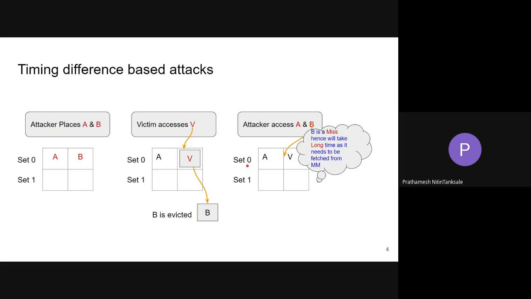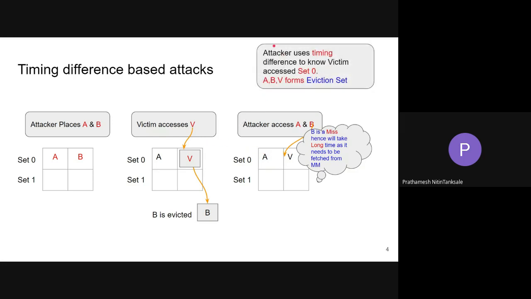Although in a real system, when there is more than one normal process apart from the victim, this becomes much more challenging, because there is a lot of noise, we are not looking at that situation currently. The point I am trying to make is that the attacker has used a timing difference to know whether the victim has accessed set 0 or not. That is a particular set.